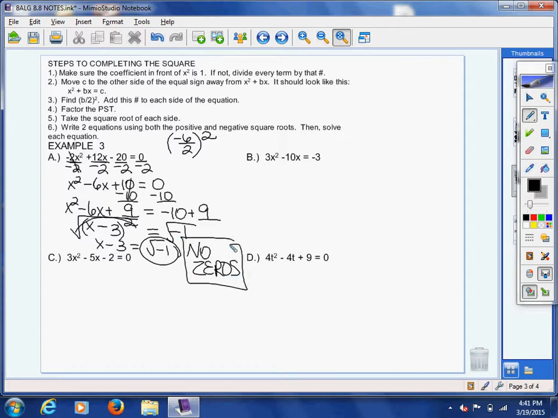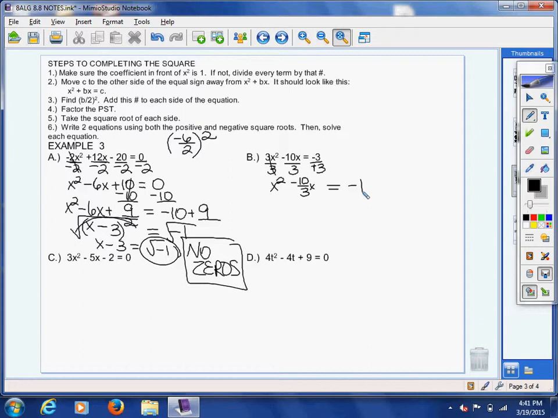Now let's look at letter B. Step 1: make sure the coefficient in front of x squared is 1. It's not, so I have to divide all 3 terms by 3. Now I've got x squared minus 10/3 x equals -1. So the C in step 2 is on the other side of the equal sign away from the x squared plus bx.